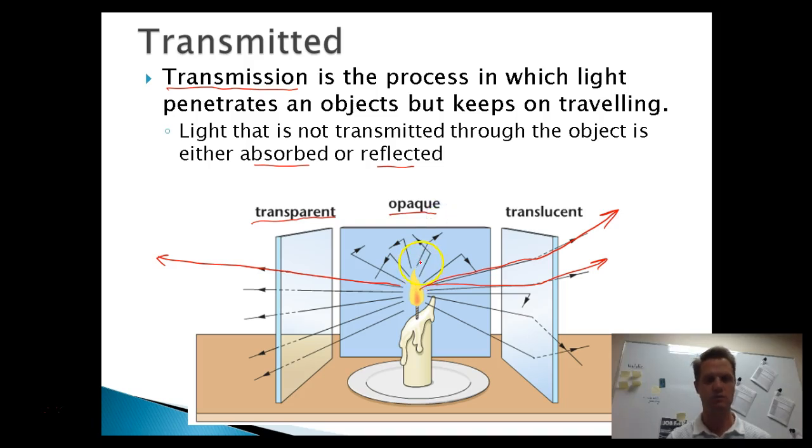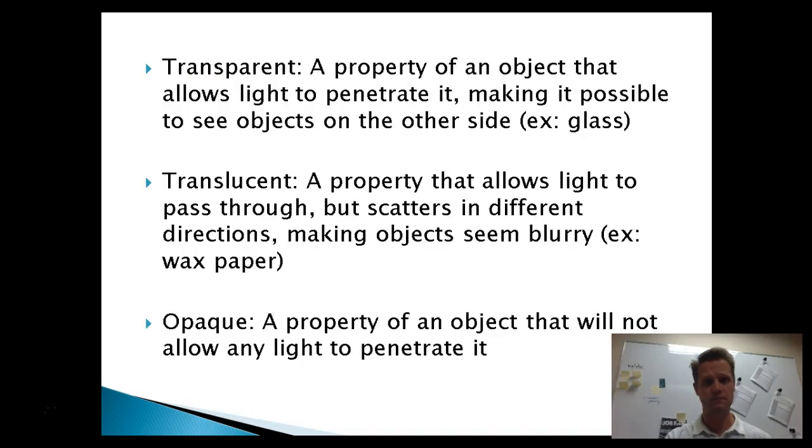Now, opaque objects, what happens is that light doesn't go through an object at all. So an opaque object would be like a black piece of paper. The light hits it, is absorbed or is reflected, and it doesn't go through at all. So transparent, light goes all the way through. Opaque, none of the light goes through. And translucent, some of the light goes through.